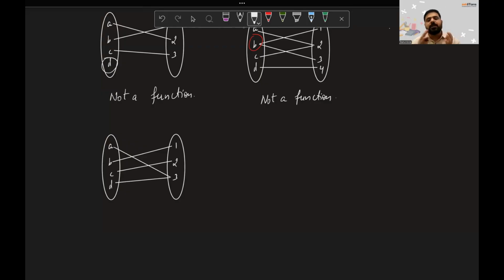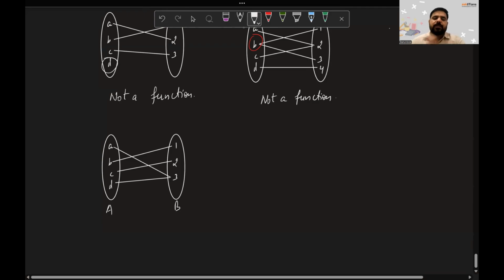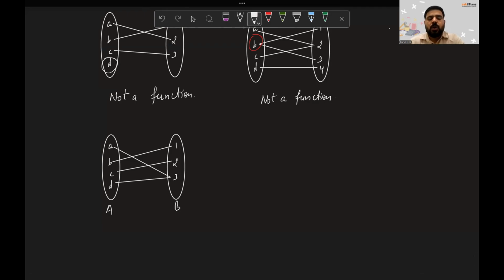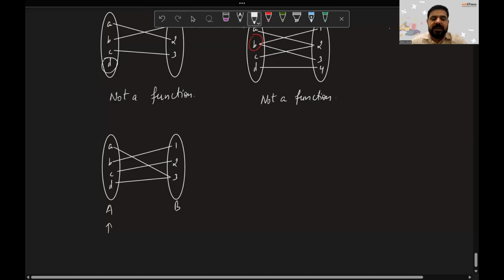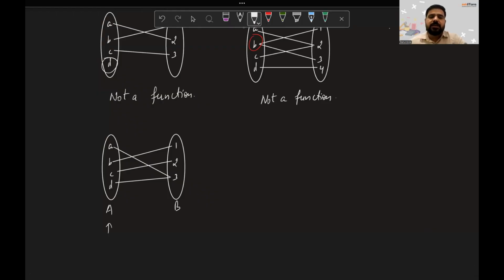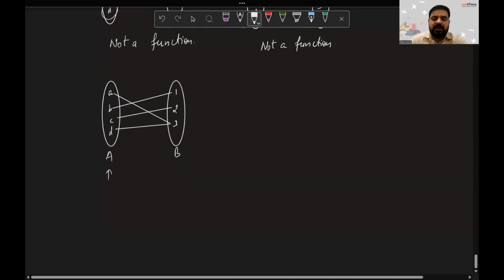So as long as we have something like this, you can see here every element A, B, C, D is mapped to another element. If you look at A, it maps to only one; B, only one; C, only one; D, still only one. We have to look at the first set. It doesn't matter that two or more elements are mapped to the same element, like three in this case. Still, this is a function.